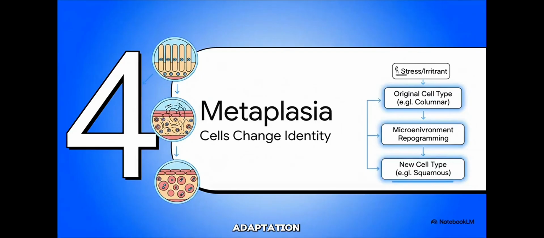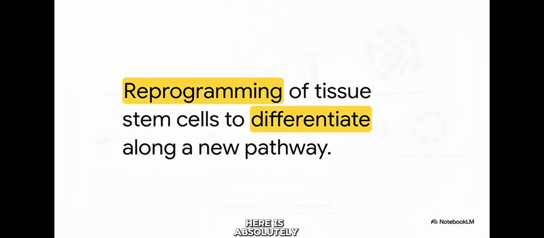Okay, our final adaptation. And this one is probably the most fascinating of them all. Metaplasia. We're not talking size or number anymore. We're talking about a complete change in identity. It's a reversible change where one mature cell type gets replaced by another one that's tougher and better able to handle stress. Now, the mechanism here is absolutely key to understand.